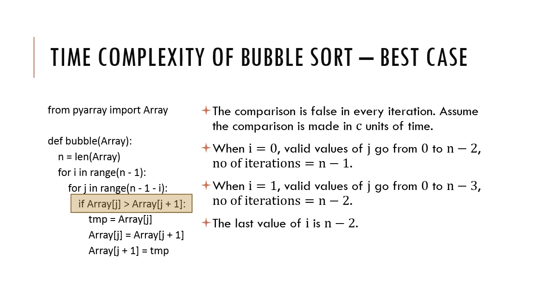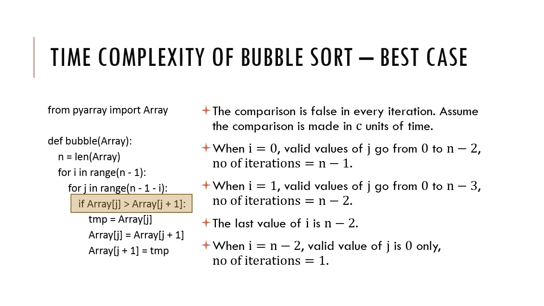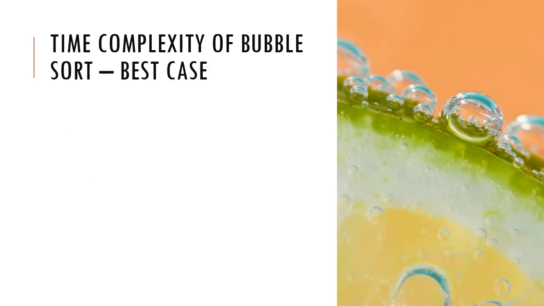The last value of i is n minus 2. When i is n minus 2, valid value of j is 0 only. So the number of iterations is 1. Total iterations are n minus 1 in the first pass plus n minus 2 in the second pass, continuing to 1 in the last pass. So this was the equation for the total number of iterations.